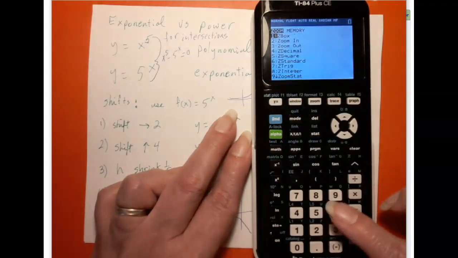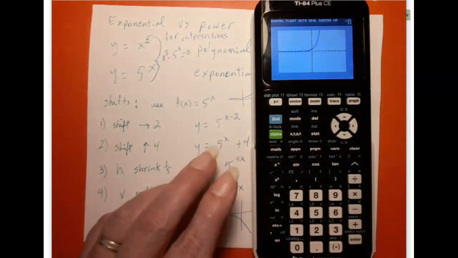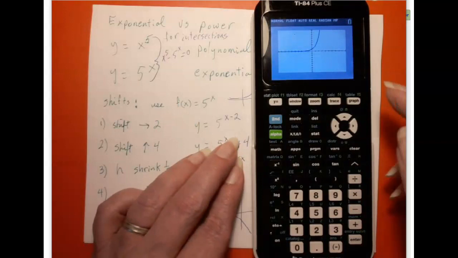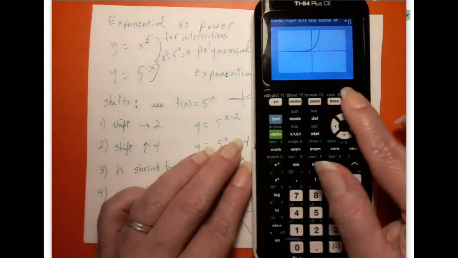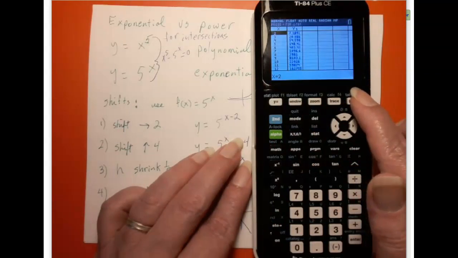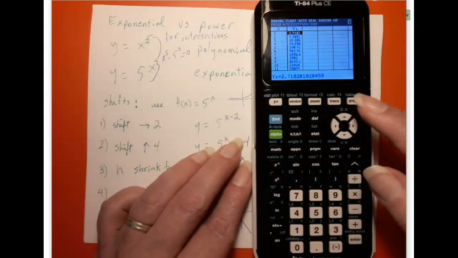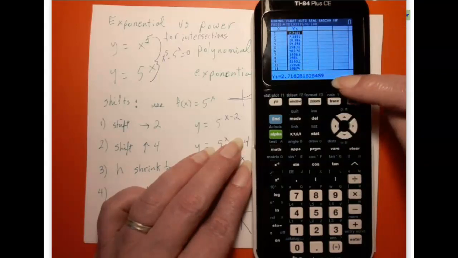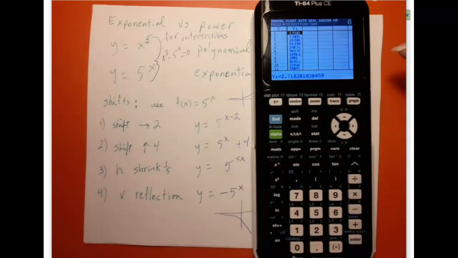And I'm going to do zoom 6 again so that I can see it. It looks like any other of the exponential functions. E is a particular number, so we'll look at what e actually is. And I could look at the table to see this. The number e is 2.718. It's a non-repeating decimal number, and it's actually a limit. We'll talk about it later when we're using limits.